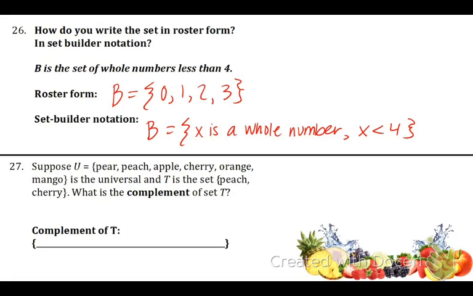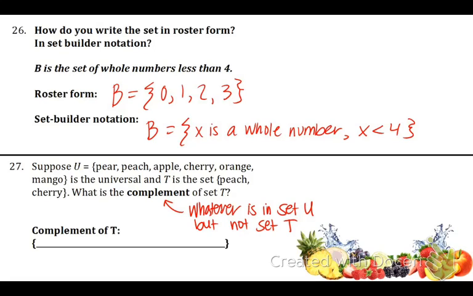Number 27. Suppose U is the set pear, peach, apple, cherry, orange, mango. It's the universal set, and T is the set of peach and cherry. The question is, what is the complement of set T? Complement means whatever is in a certain set but not the other set. So I'm going to write that right here. Feel free to write it as well. Whatever is in set U but not set T.